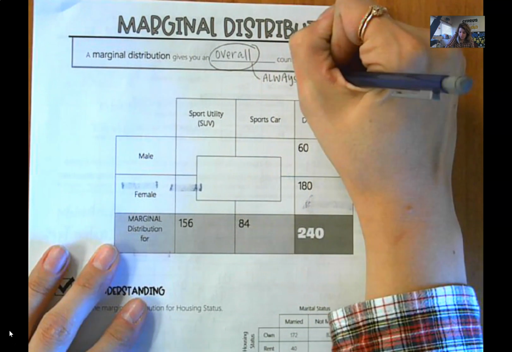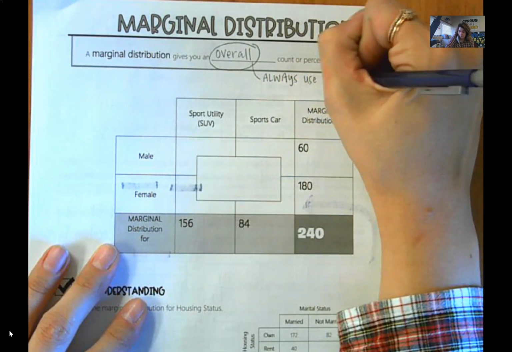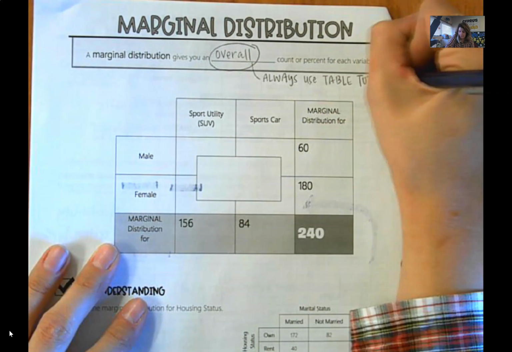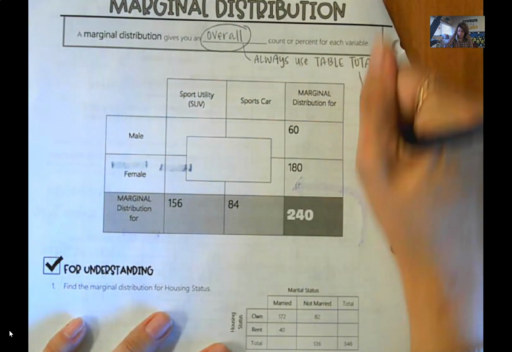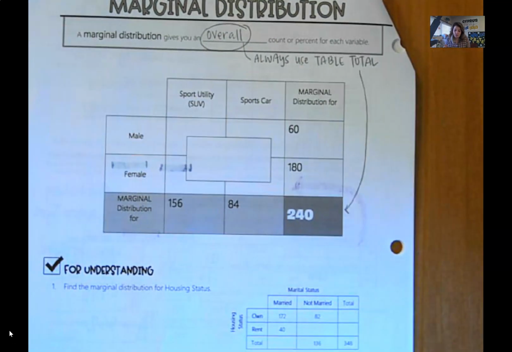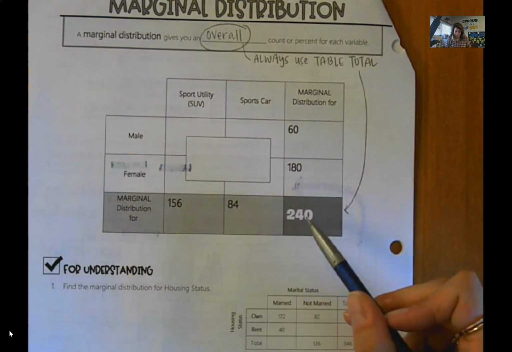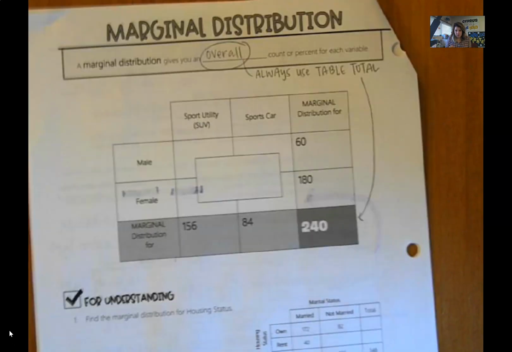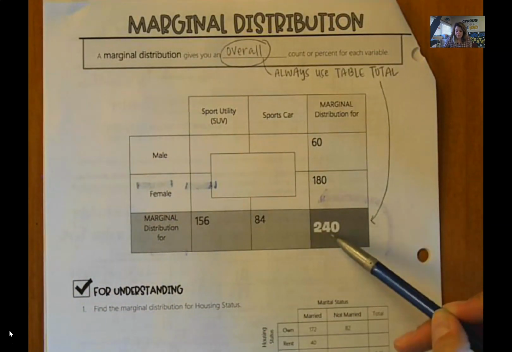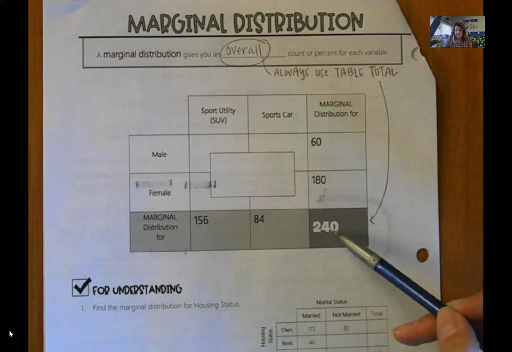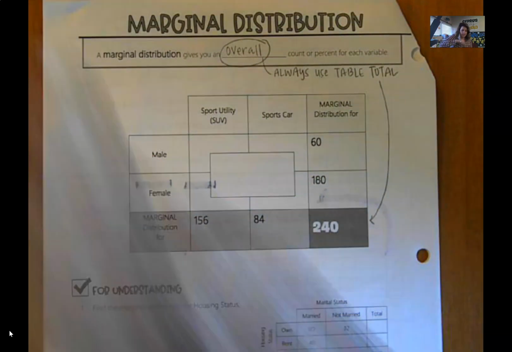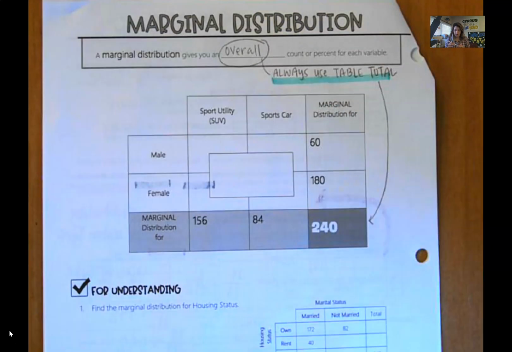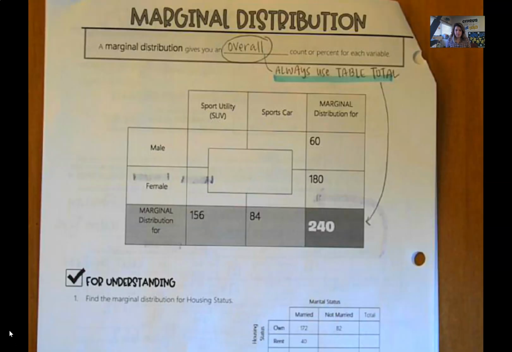You always use table total. I have that highlighted down here in a different color, and the number in a different color, because I want it to be as clear as possible that when you do marginal distributions, you base all of your fractions or your proportions off of the table total. I'm going to highlight that really quickly because that's a super important idea from this lesson.